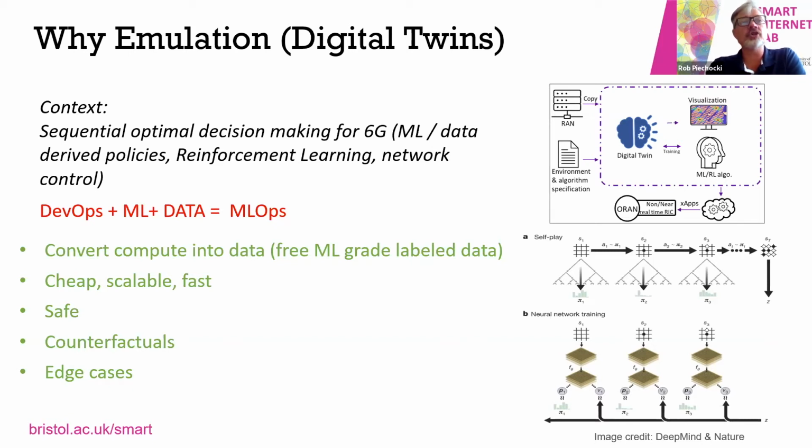I'm going to specifically look at the problem of sequential optimal decision making for 6G. This is a quite specific and in fact difficult task. So this is a challenging issue. And when we talk about machine learning, what we really mean is data-derived policies. So reinforcement learning for network control.